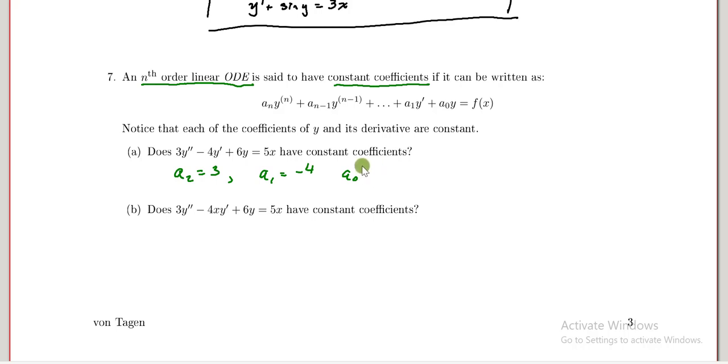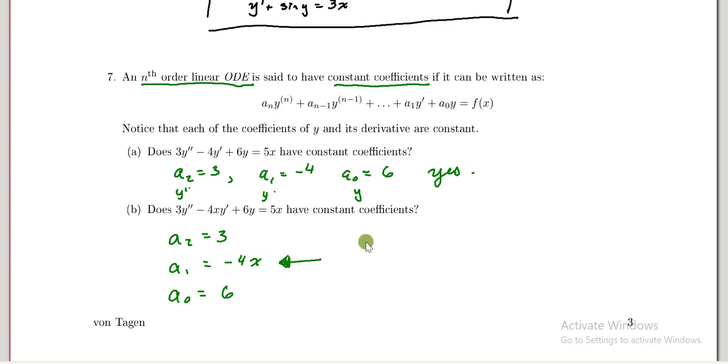for the dependent variable term, the zeroth derivative, if you will, although that's not quite right to say, the coefficient for y, the coefficient for y prime, the coefficient for y double prime, each of those are constants, so they have constant coefficients, and so the answer is yes. Here, our a2 is equal to 3, that's constant. And likewise, our a0 is equal to 6, that's constant. But our a1, the coefficient function in front of y prime, is a function of the independent variable x. And so this is the reason why these are non-constant coefficients.